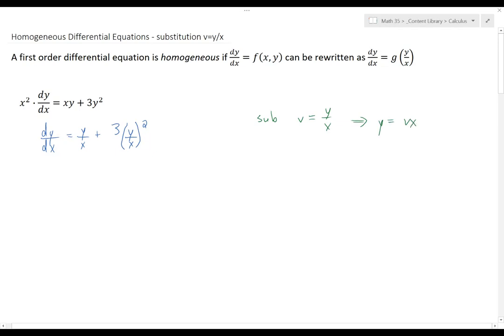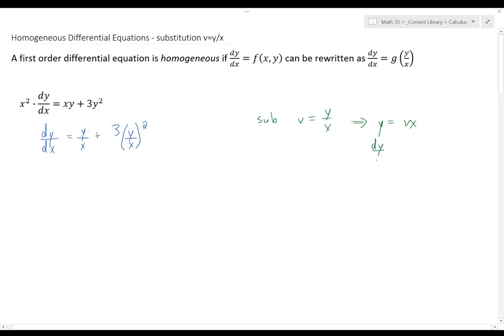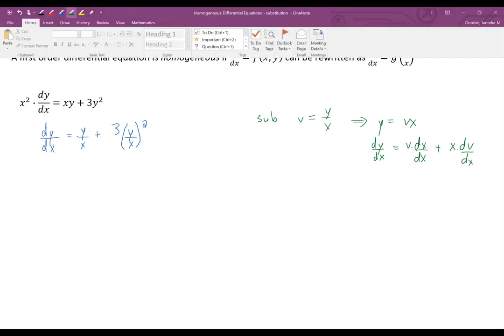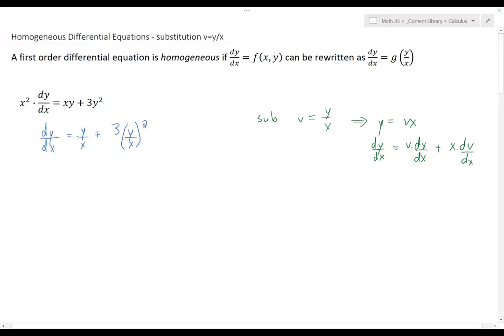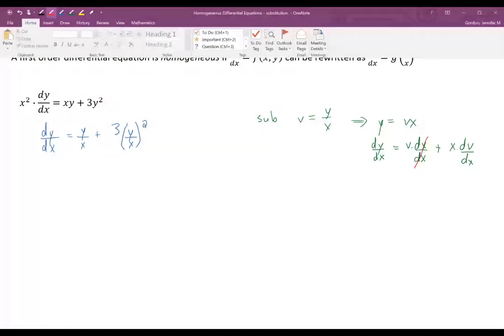And that's important for the derivative part because I can't just substitute y over x if I still have dy/dx and then an expression in v. That's not helpful in terms of separating variables. But because of the product rule of derivatives, I know that this means dy/dx equals v times dx/dx, which is just 1, plus x times dv/dx. So I can do the substitution of y over x for v, but I can also do the substitution of dy/dx for v plus x dv/dx.